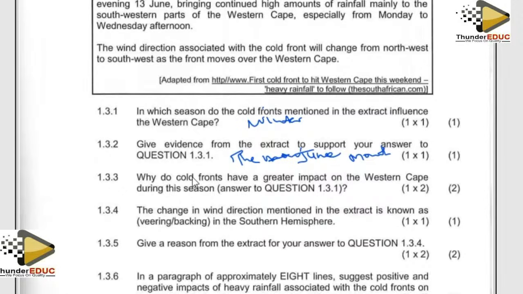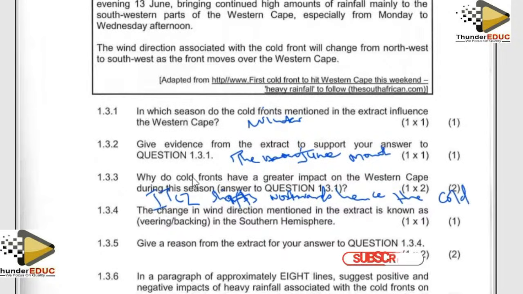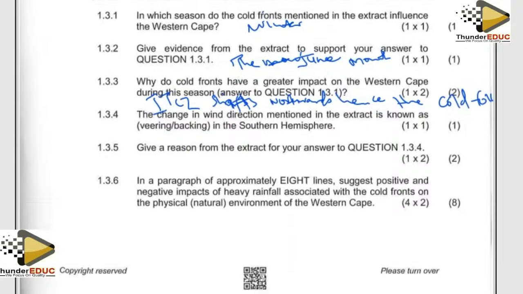So here we are going to say that because the ITCZ shifts northwards, hence the system, hence the cold front as well, okay, follows. So when the system moves northwards, the cold front also moves northwards and reaches the Western Cape, which is in the southern hemisphere. Okay, the change in the wind direction mentioned in the extract is what?